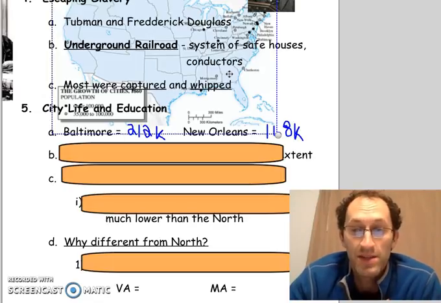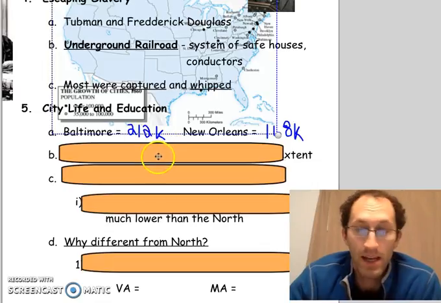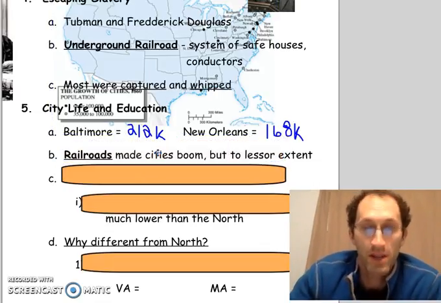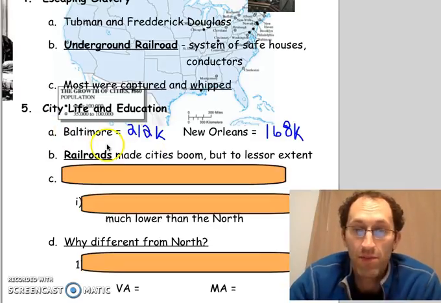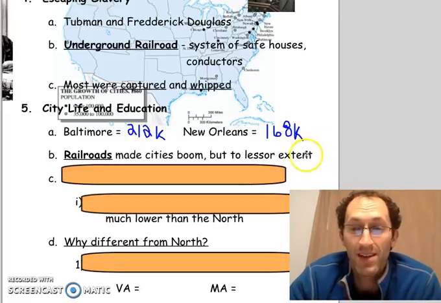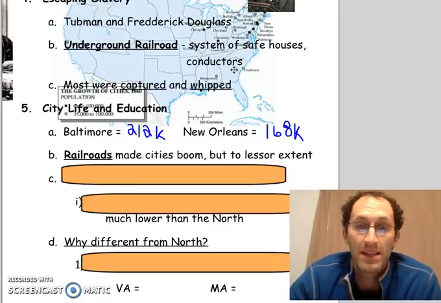We talked about reasons why that might have been, but we will get back to that again here, I know we will. One of the major things that helped cities like Baltimore and New Orleans rise in size and in power was obviously railroads, just like in the North. But the important thing to note is it was to a lesser extent. We know that the railroad map showed only 1/3 of all railroads being in the South.